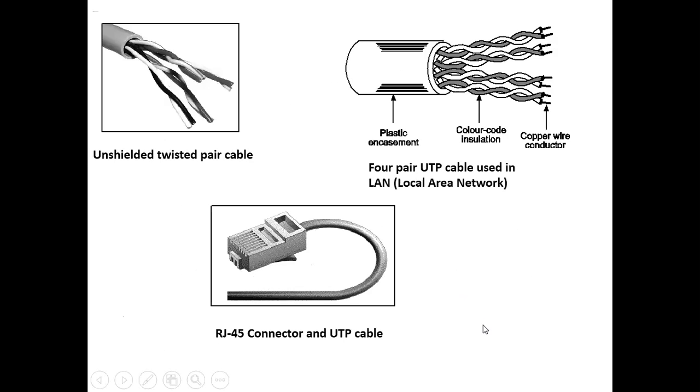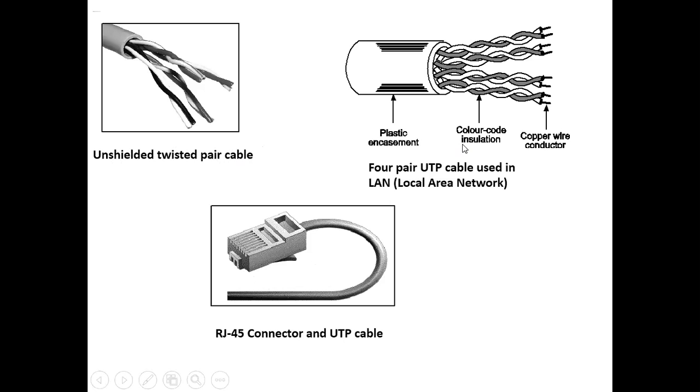Now we will see the UTP cable, which is the most widely used cable for data communication. There are two types of twisted pair cable: UTP stands for unshielded twisted pair cable, and the other is shielded twisted pair cable. Unshielded means there is no shield around the wires. So let us start with the UTP cable first, then we will move ahead and discuss STP.